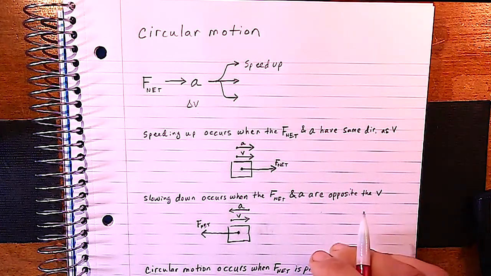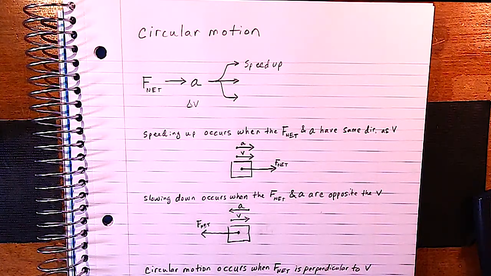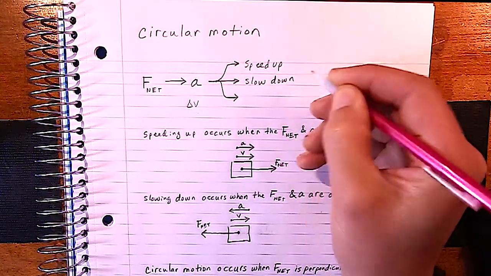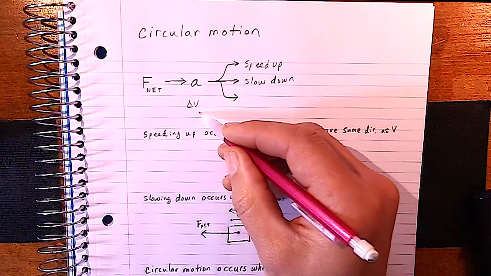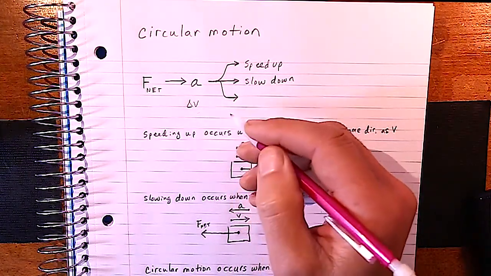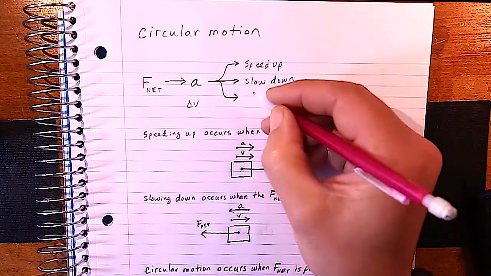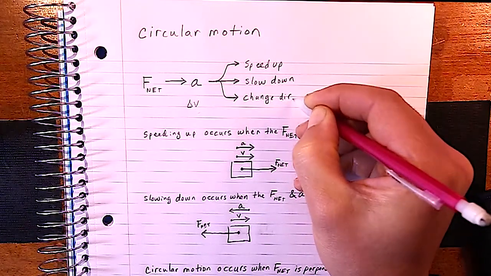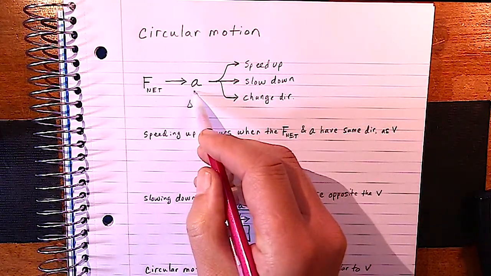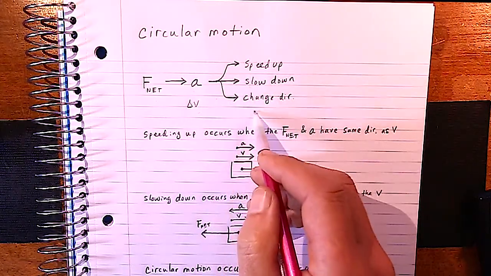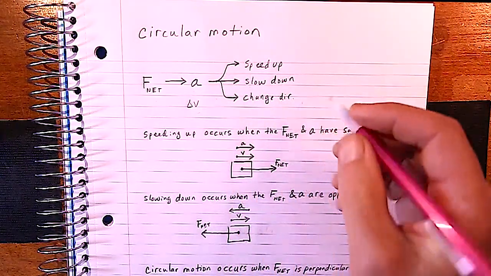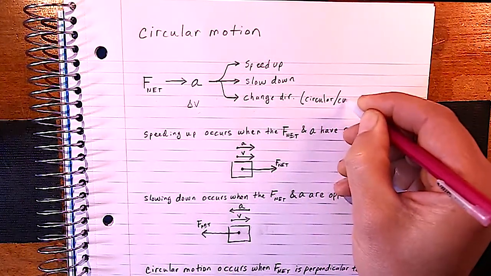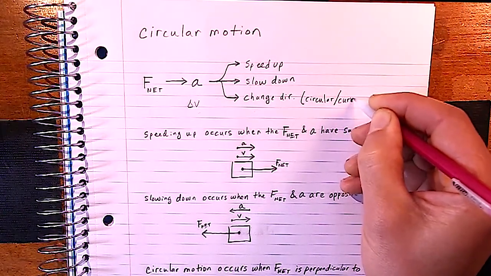Well, changing velocity isn't just going up, it could also be going down. So that could be slowing down. But remember that because velocity is a vector, if you change the direction you're moving in, you're also accelerating. So that could be change direction. So once again, a net force produces acceleration that makes you speed up, slow down, or change direction. Well, this change in direction, that's going to be our circular motion, or it could be going around a curve.